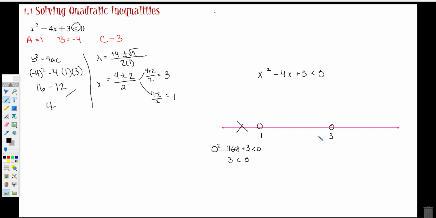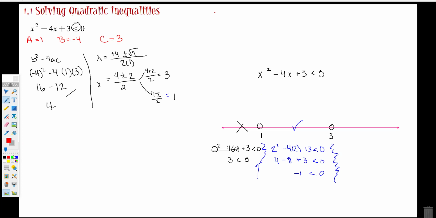Now let's try a number between 1 and 3. So let's try 2. 2 squared minus 4 times 2 plus 3 is less than 0. So that's 4 minus 8 plus 3 is less than 0. 4 minus 8 is -4. -4 plus 3 is -1. So that is less than 0. So this section checks out.